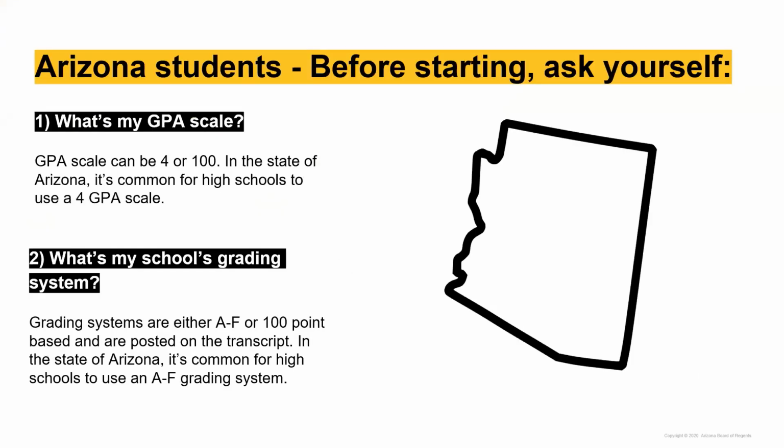Your GPA scale is going to be based on the school that you're attending. Students can either have their GPA out of 4 or out of 100. If you are unsure about this, please refer to your transcript or ask your counselor. Another thing that we look at is the grading system. It will ask you whether or not your grading system is A through F or 100-point based. Again, refer to your transcript or ask your counselor if you have any questions about this part.